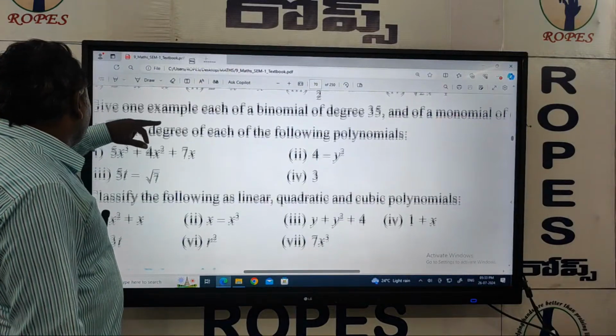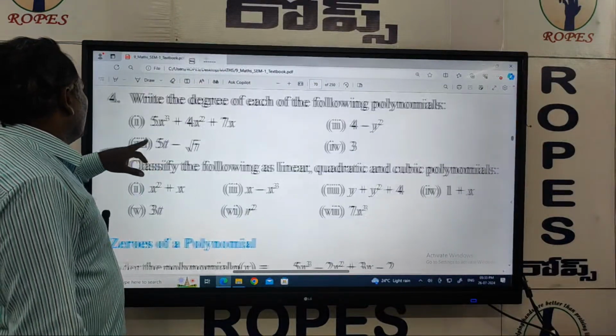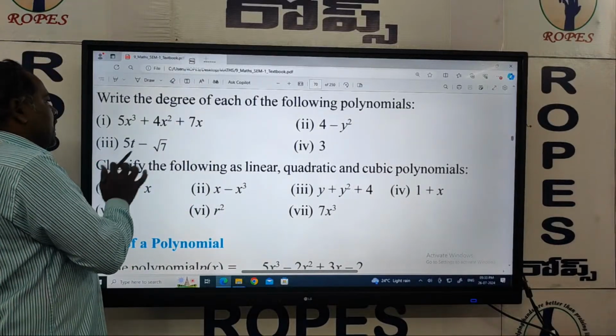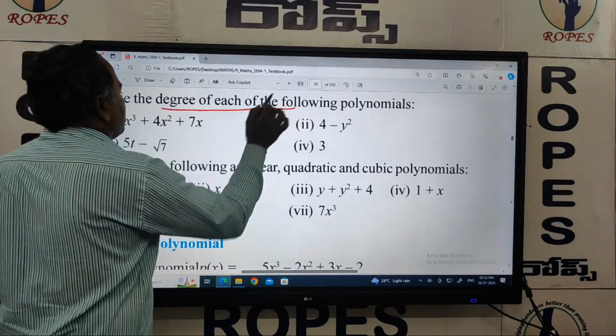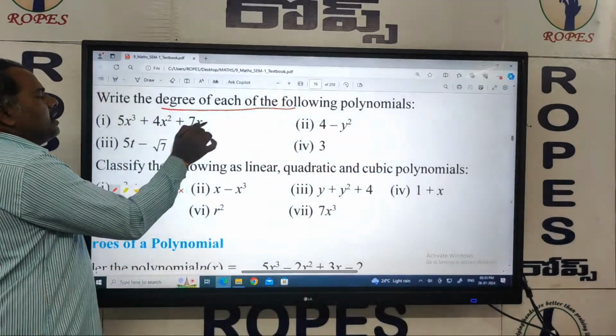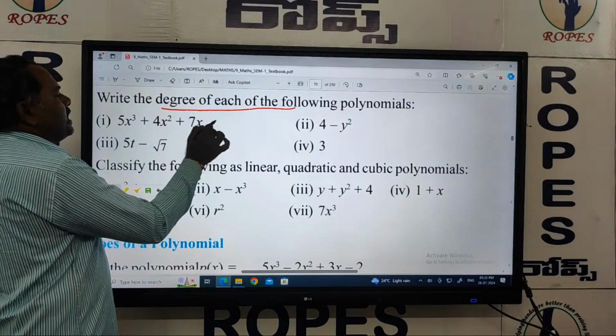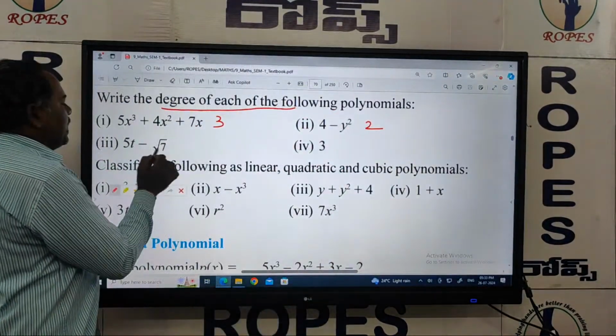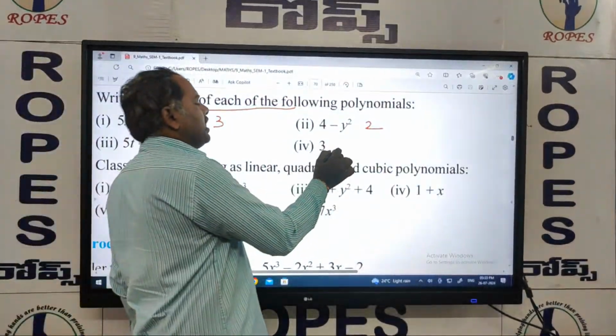And in question number 4, they are asking to write the degree of each of the following. For this the degree is 3, for this the degree is 2, for this the degree is 1, for this the degree is 0.